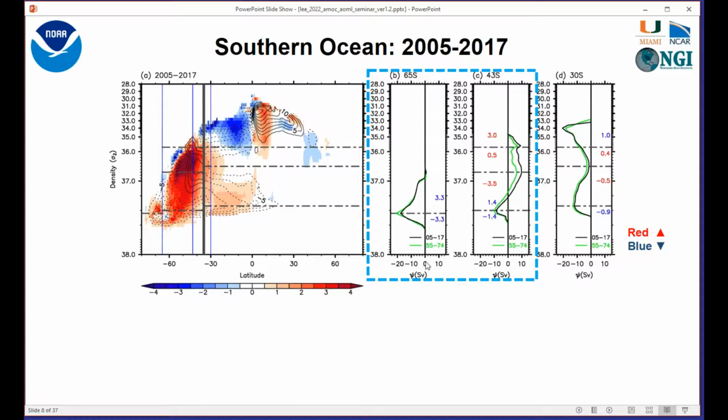I'm also showing you these two latitudes, 65 degrees south. I'm showing you the stream function as a function of density at this line, which is at the center of this lower cell. And also here, I'm showing you the stream function as a function of density at the center of the upper cell here. So that's what you see, and this is the stream function like that.